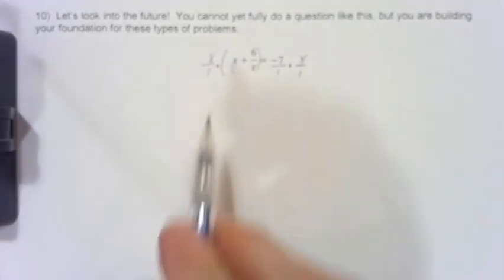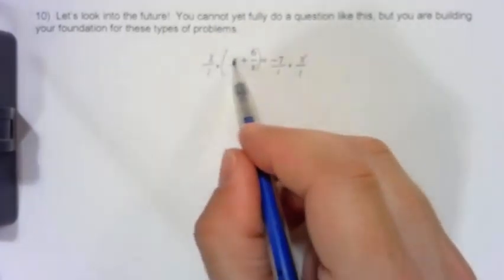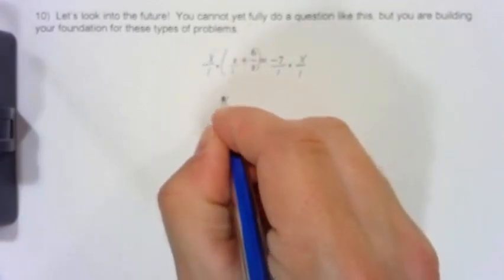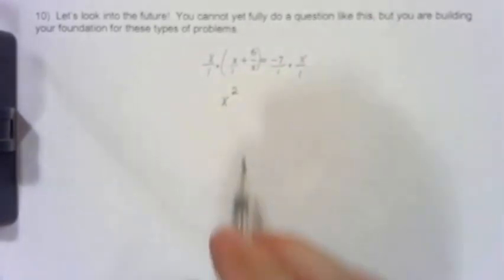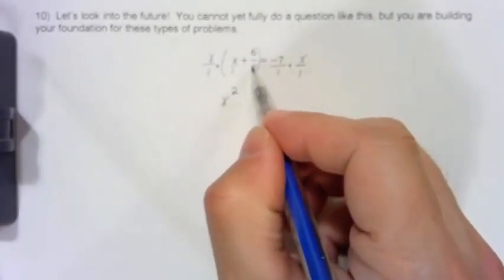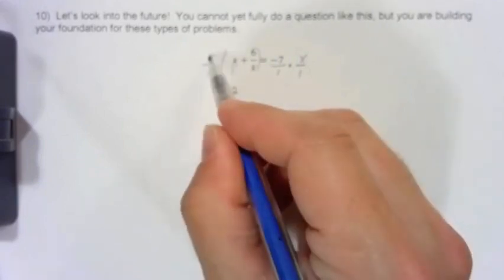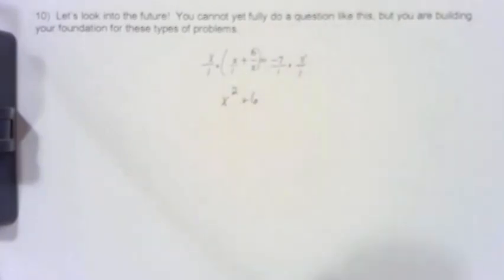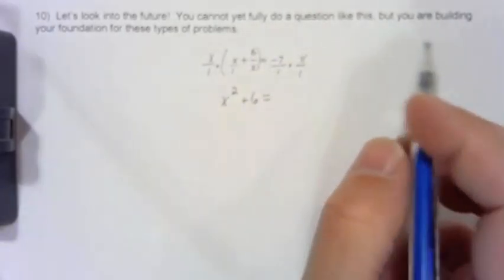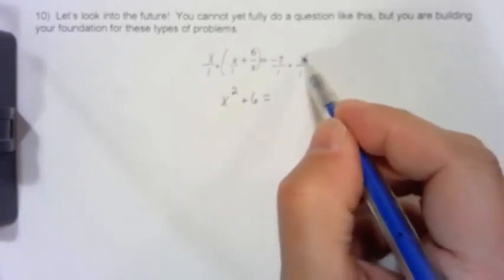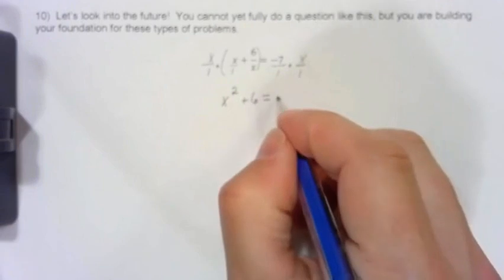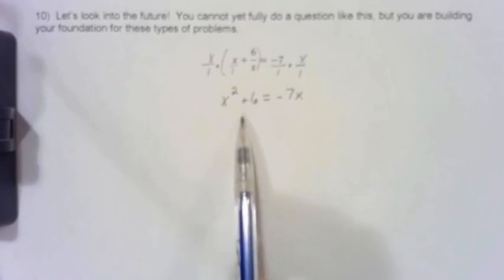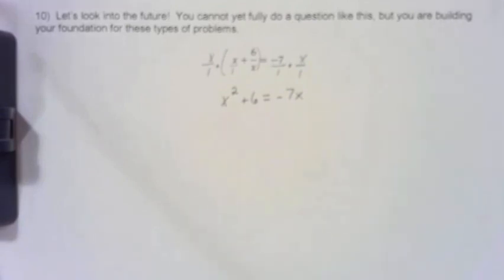All right, and when I do that over here on the left-hand side, x over 1 times x over 1 is really just x times x, and that's repeated multiplication, so that would be x squared. Then I have to do x over 1 times 6 over x. This x in the denominator with this x in the numerator would simplify to 1, leaving you with plus 6. And then it's going to be equal to, on the right-hand side, negative 7 over 1 times x over 1, or negative 7 times x, which is negative 7x. All right, so your equation now would say x squared plus 6 equals negative 7x.